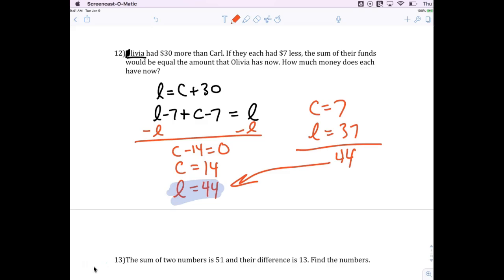I'm confused on how L minus 7 plus C minus 7 equals L. Because I read the problem. Here we go. Look, real carefully. It's this simple. If they each had 7 less, that means Olivia has 7 less and Carl has 7 less. You with me on that? Their sum, or the sum. So that means this sum. You with me now, right?